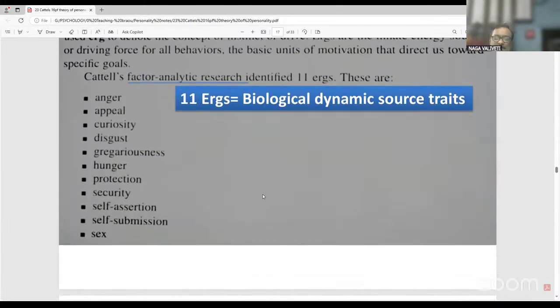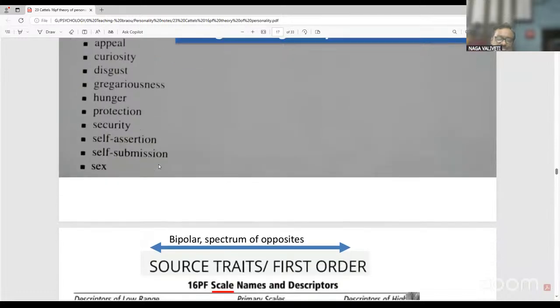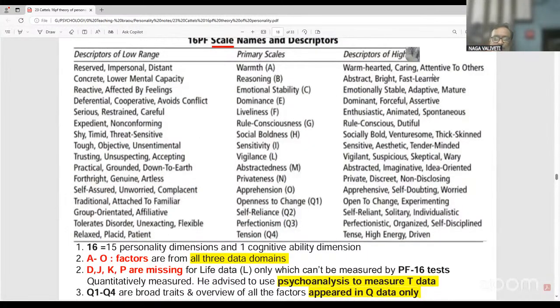Ergs are nothing but the internal needs, the basic needs: anger, appeal, emotions included here, hunger, protection, security, sex, 11. Then source traits, the 16 arrived personality factors. They are source traits derived from the first order. They include primary scales of warmth. It is bipolar. That means if it is high, it will be warm-hearted. If it is low, reserved. Like that for everything you had given. If high, what is the name you had given for that particular behavior or trait? Here, the low range you had given.